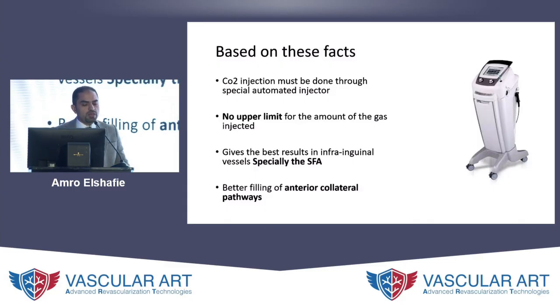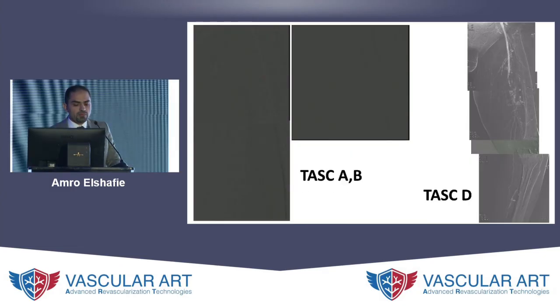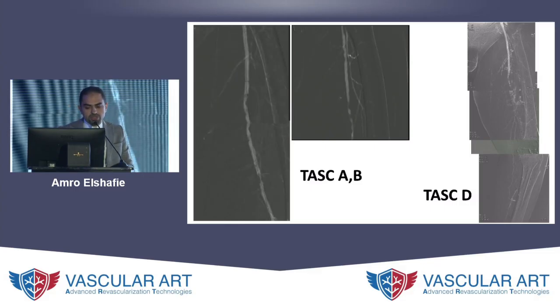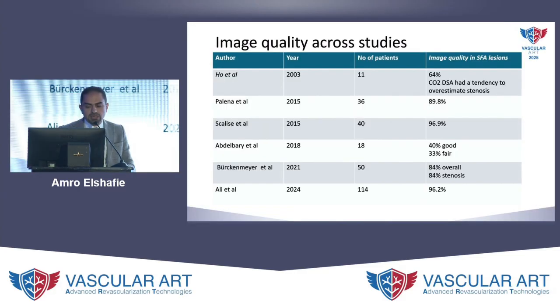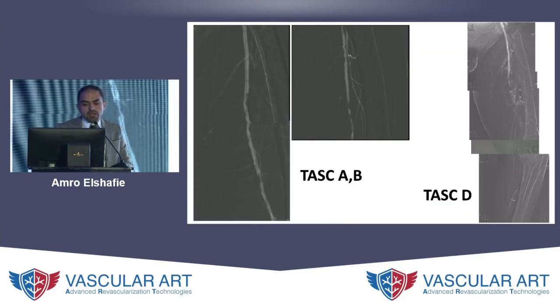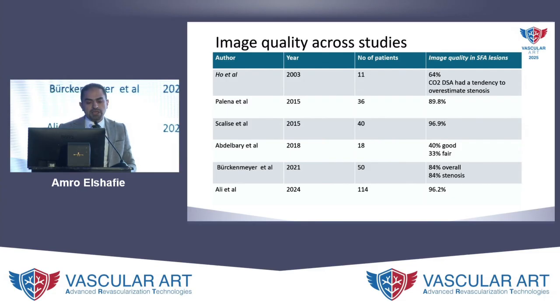There is no upper limit for the amount of gas injected, and it gives the best results in the infrainguinal vessels, especially the SFA. It also gives better filling of the anterior collateral pathways. When we use CO2 in various pathologies like TASC A, B, even D, it gives good results, especially for the collaterals and the distal runoff. And all the studies concerning the SFA show good quality images, reaching up to 90%.